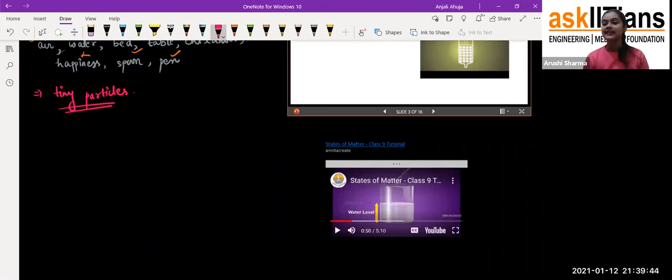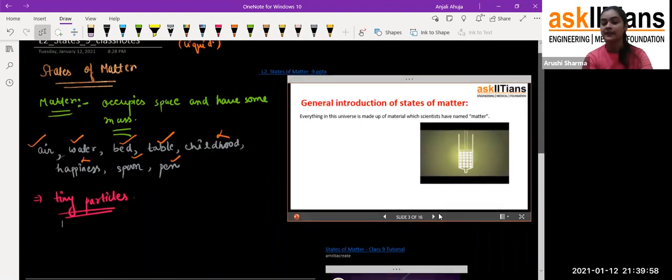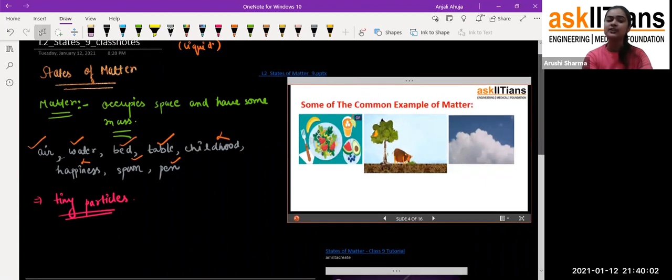So yeah, we'll see how it would work, how we consider all of the matter, whether it is liquid or solid, as having tiny particles present in it. So we have an experiment for it, and we'll see how we do the experiment. Some of the common examples of matter that we can see could be any example.